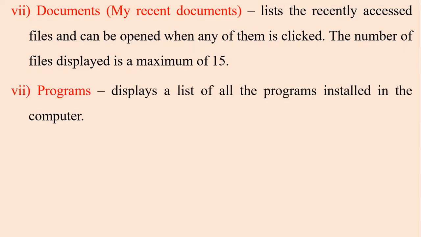Number 8 is programs. You may have this item with the name programs, or the list of programs may appear instead of being categorized or grouped under one category and given the name programs. So you can have individual icons or shortcuts for individual programs displayed directly with their names on the start menu. So the programs item displays a list of all the programs that are installed in the computer.